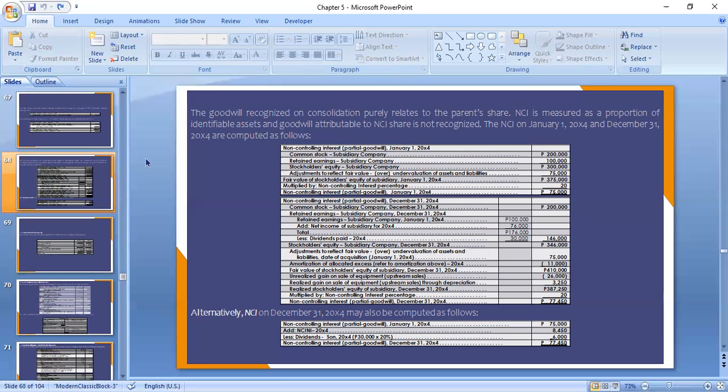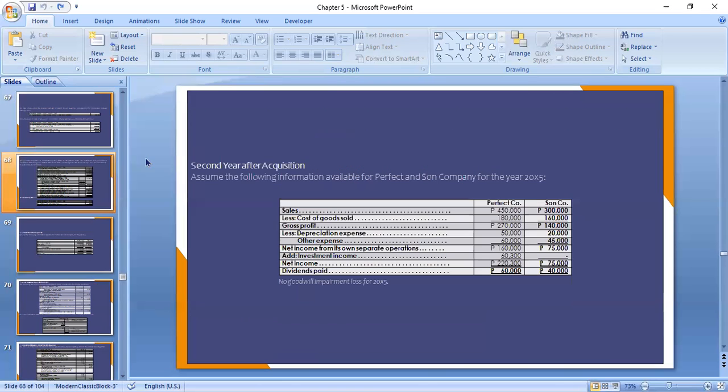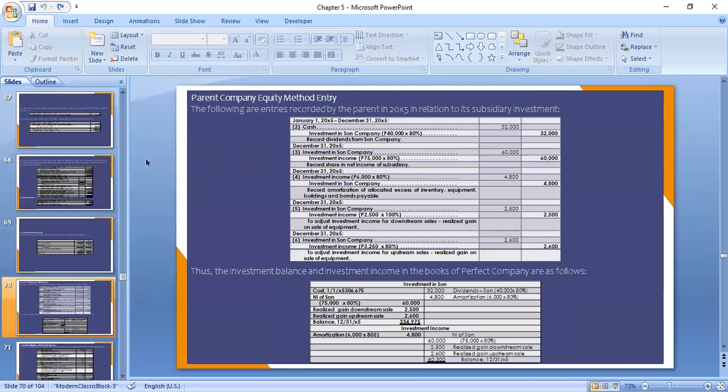So that's the non-controlling interest using partial goodwill. Now, for the second year of acquisition, we assume the following information available for Perfect and Sun for the year 20x5. So we have now Perfect Company, Sun Company for the amount of net income, as well as for the dividends paid. So we have now the parent company equity method.